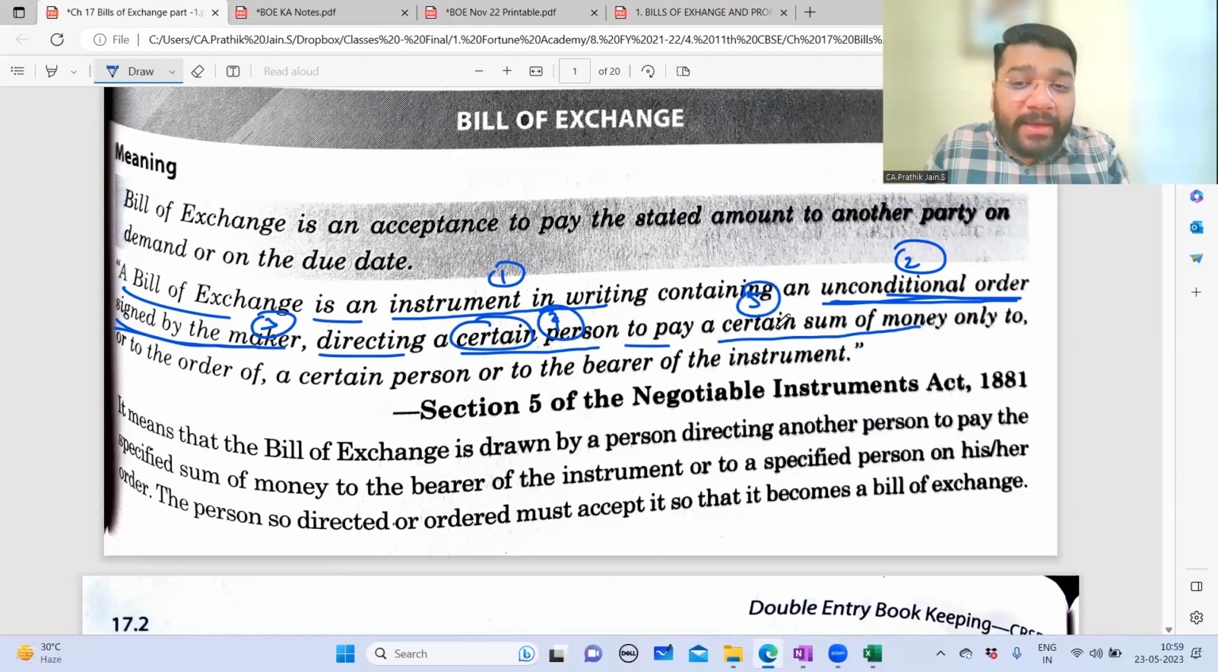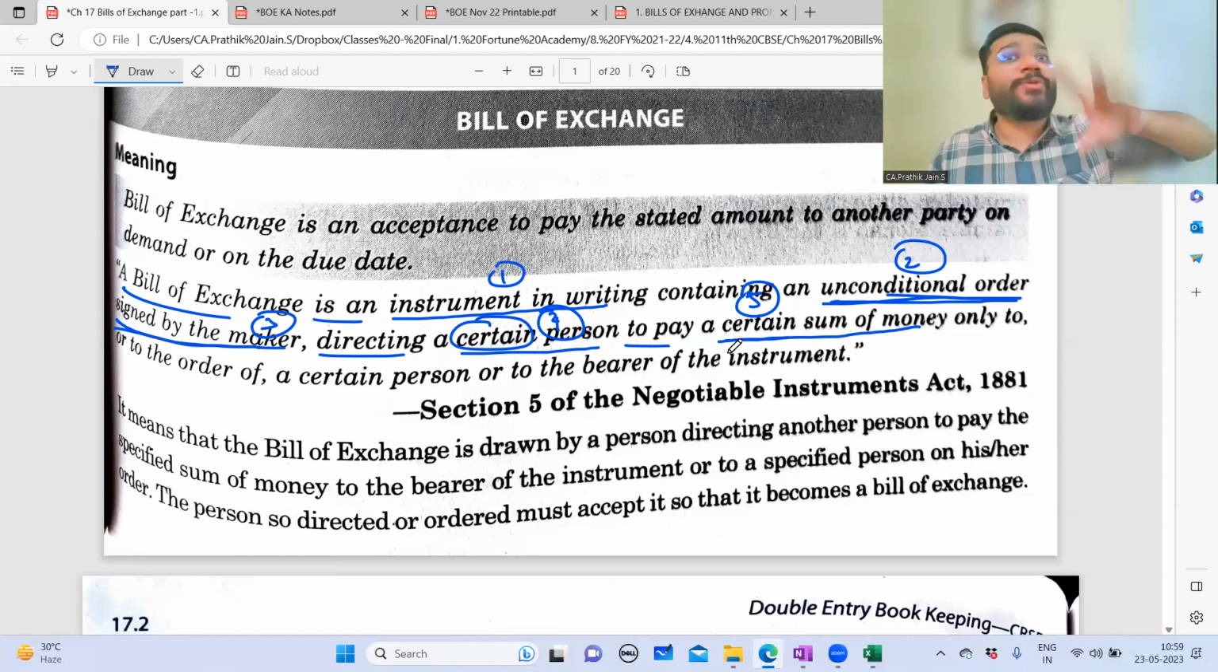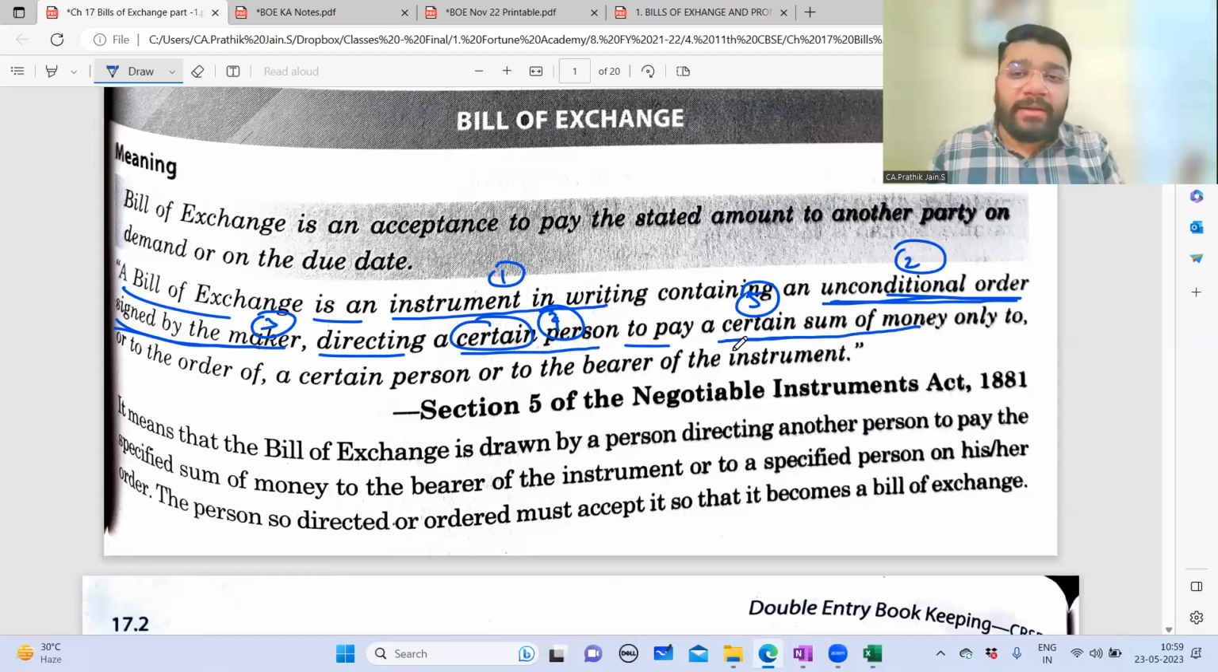Fifth point is to pay a specific sum of money. You should tell how much money exactly we have to receive from the customer on the maturity date or the due date. The exact amount in both numbers and words has to be mentioned. You cannot just say that on the due date this guy has to pay me money. How much money? You should mention it in the document now, or this document will be incomplete. So you have to mention the specific sum of money.